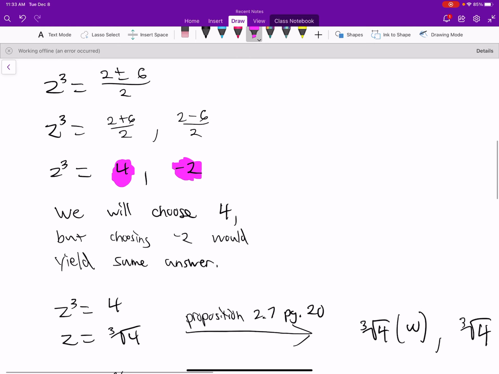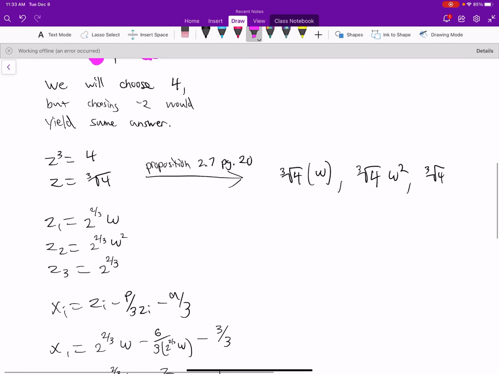I choose +4. Then just use proposition 2.7, page 20, and we took a bit of a shortcut there. We just get the third root of 4 omega, third root of 4 omega squared, and third root of 4. If you're not familiar with that, just go ahead and watch 3.1.1 and 3.1.3, where I did it very slowly. This time I did it just a bit quicker. So if you are having any trouble with this step here, just watch the previous videos and you'll be good.